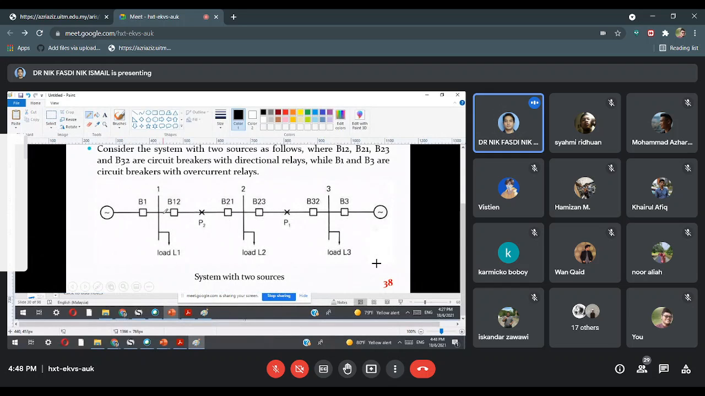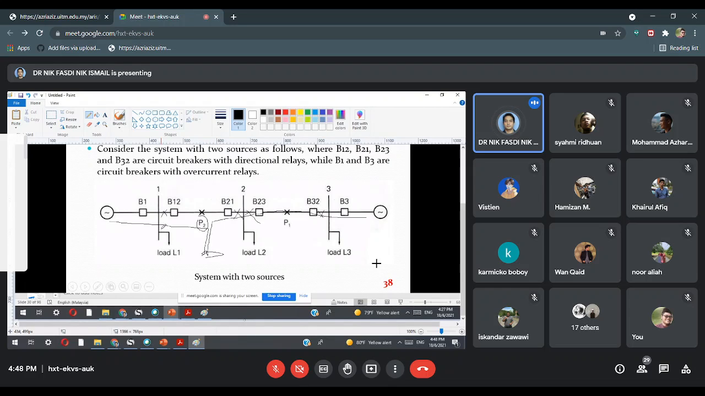So kat sini you letak you punya overcurrent relay. So this is the location for the overcurrent relay. Sorry, not overcurrent relay, this is the directional relay. 1, 2, 3, 4. So fault kat sini. Right? So walaupun current akan lalu kat sini, dia source kan, dia akan lalu, dia akan stop kat sini. So yang ni pula sama juga, dia akan lalu all the way and then stop kat fault.